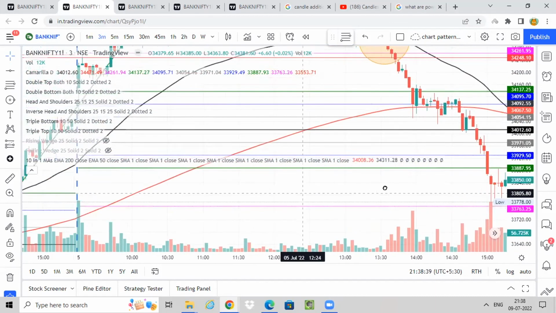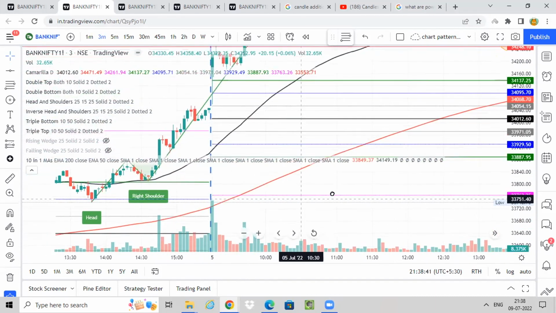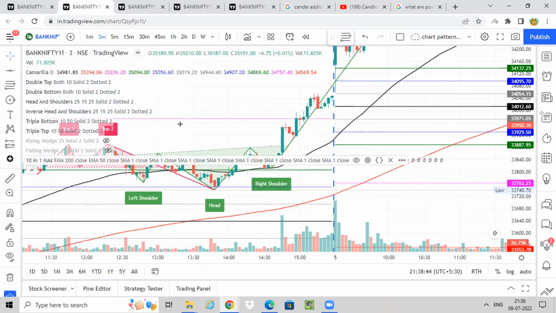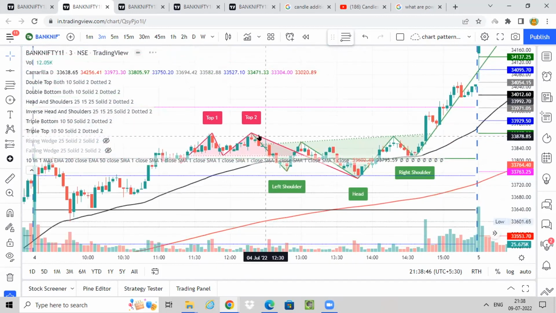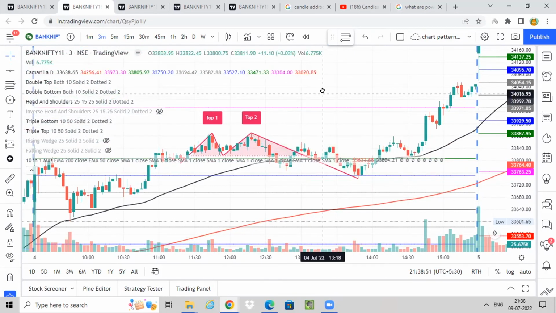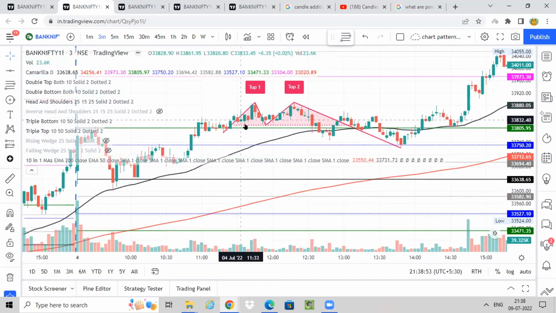Now here again a head and shoulder pattern, and we have a double top pattern here. Here we have a double top. The one thing you should look at is the volume. The volume at the first top is higher than the volume at the second top. From here, this will be a neckline. Here it retested and then gave a breakout, but it was a false breakout.